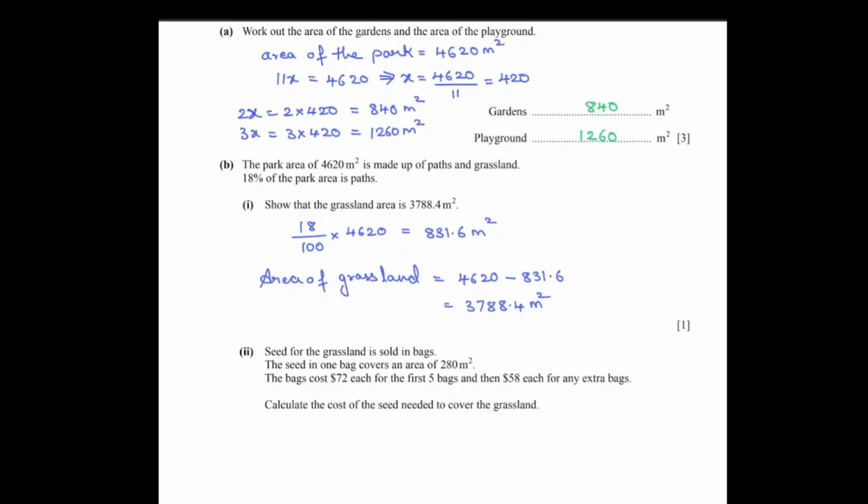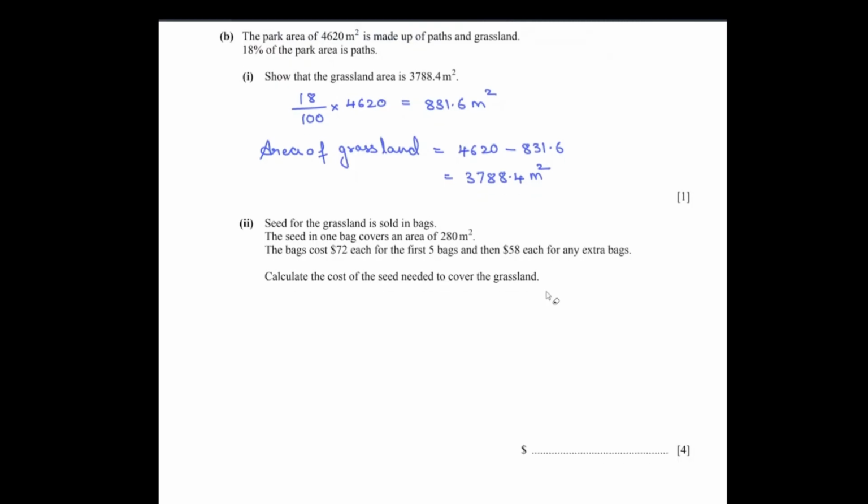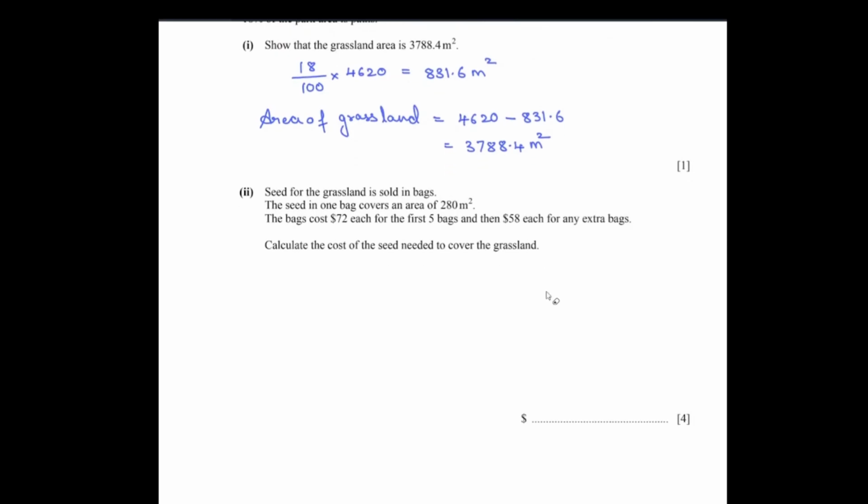That's it. Question number B2. Seed for the grassland is sold in bags. One bag covers an area of 280 meters square. The bag costs $72 each for the first 5 bags and then $58 each for any extra bags. Calculate the cost of the seed needed to cover the grasslands.